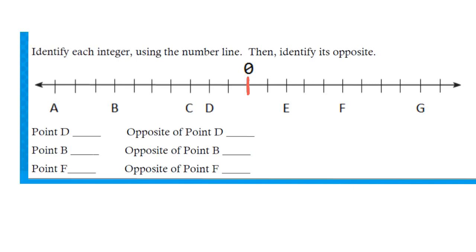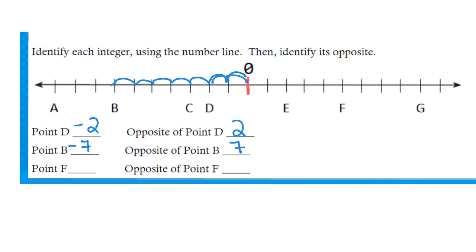So point D would be to the left, 2 spaces, 1, 2. So this would be -2. And the opposite of point D would be a +2. And then point B is also to the left, but it is 1, 2, 3, 4, 5, 6, 7 spaces. And since it's to the left, it's -7. And the opposite of -7 would be +7.